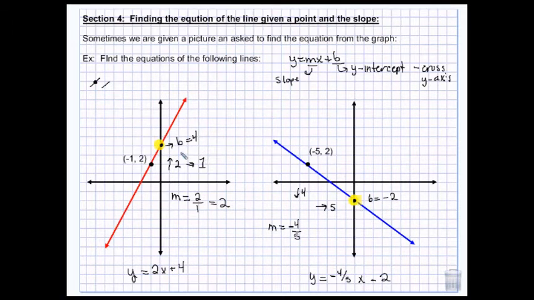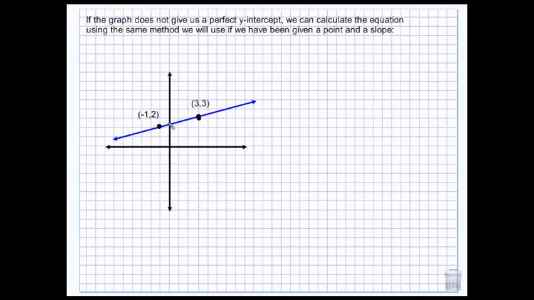On these graphs, I was given perfect y-intercepts. But when I come here, look, here's my y-intercept. I don't know what number that is. It's between 2 and 3, but I don't know what it is. So I have 2 points, but I don't know my y-intercept.